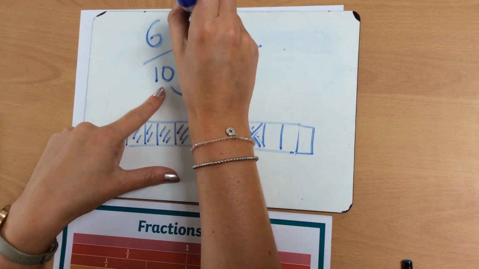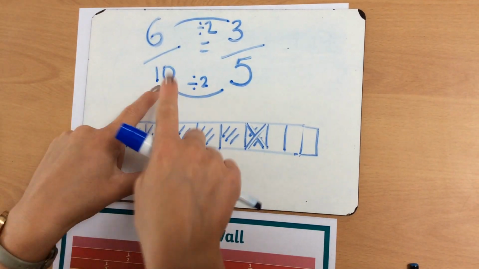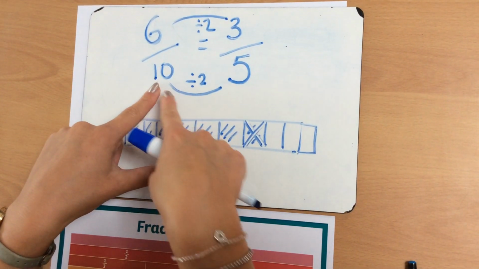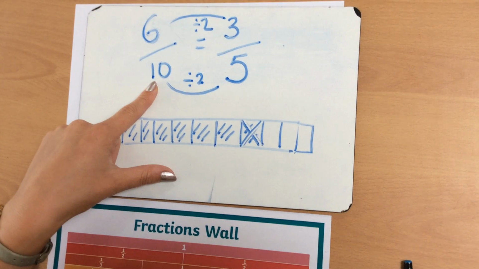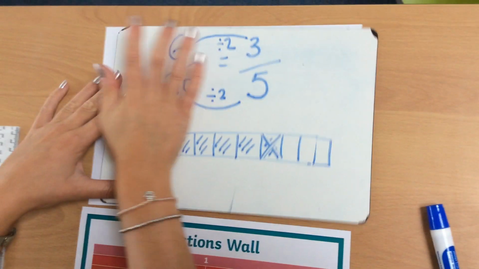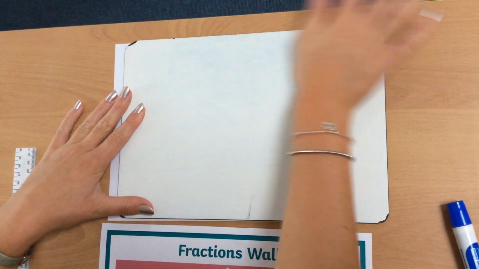So that's a really good pattern, Year 3. What you do to the bottom, you can do to the top. So you're looking for common numbers that you can divide both sets by. We'll have a go at another one and see if you can spot that pattern on the next one.